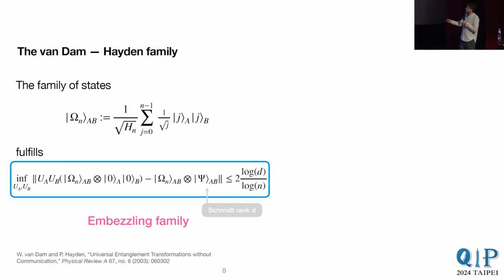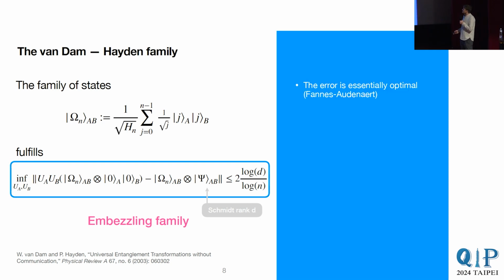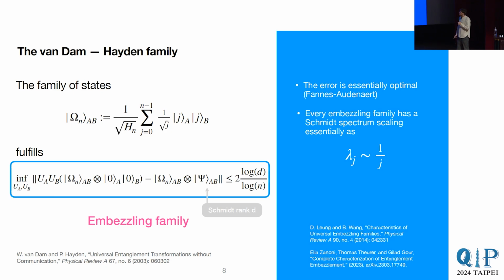Such families of states are since then known as embezzling families of states, or sometimes universal embezzling families of states. You might wonder whether this error is optimal, and it basically is, due to the Fannes-Audenaert continuity inequality. And second, it has been found that this scaling of the Schmidt coefficients as 1 over j is essentially completely generic. So under very general circumstances, if you want to have such a family, it will show a similar asymptotic scaling of the Schmidt spectrum.